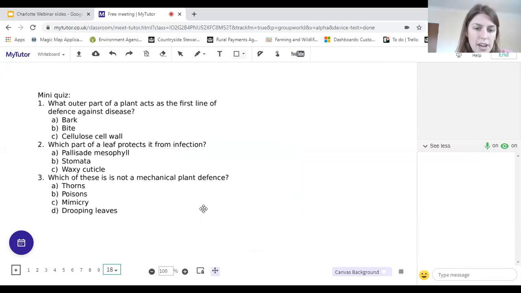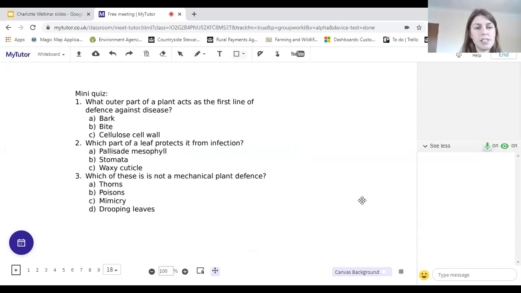Okay, final mini quiz for this session. Question 1, what outer part of a plant acts as the first line of defense against disease? A, bark, B, bite, C, cellulose cell wall. Pop your answers in the chat box. Good. There's a few coming in there saying A, bark. Brilliant. That's correct. So bark is that woody outer layer of a plant that acts as the first line of defense, a bit like our skin.